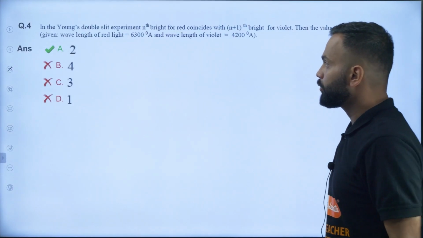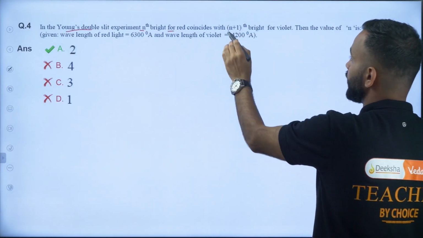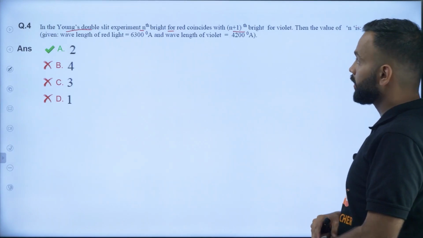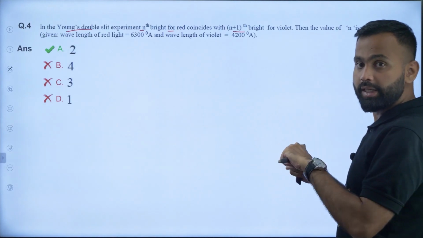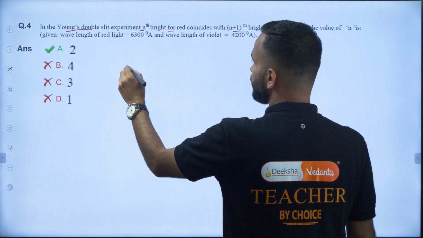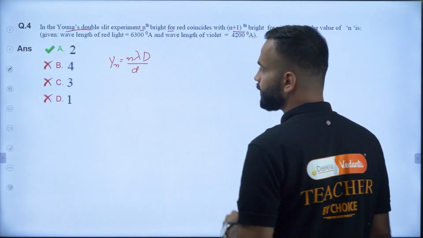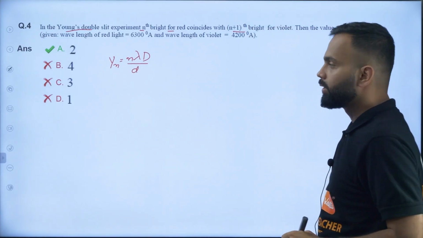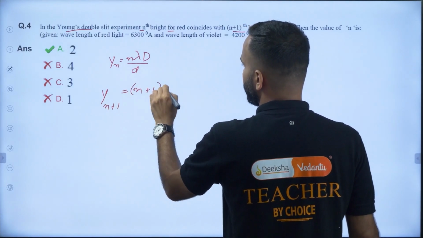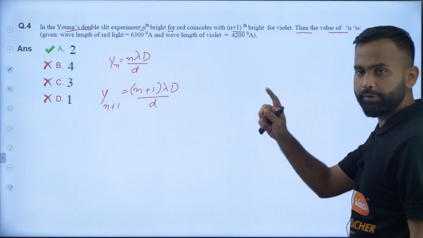Question number 4. In the Young's double slit experiment, nth bright for red coincides with n plus 1 bright for violet. That is, the two waves are superimposing each other, right? So the interference is constructive interference. Now for constructive interference, Yn is equal to n lambda D divided by d. This is for red color. For violet color, Yn plus 1 is equal to n plus 1 into lambda D divided by d. Then we need to find the value of n.